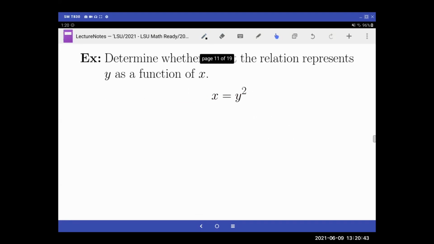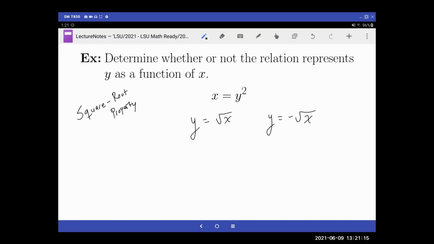Okay, what about this one? Y is a function of x. Well, x equals y squared. Let's get y by itself. In order to do that, I would take the square root of both sides. I use the square root property here. What that's going to give me is y equals the square root of x, and y equals negative the square root of x. This is the square root property. We're going to talk about that some more another day.